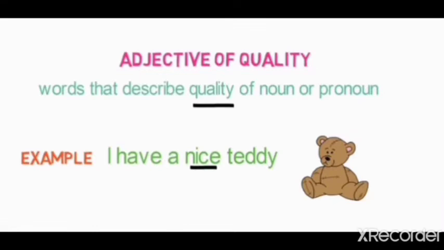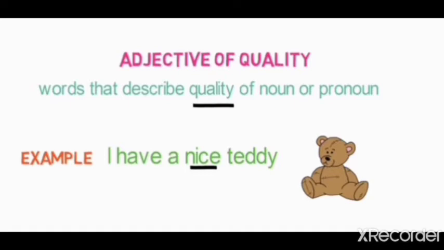Adjective of quality. These are the words that describe the quality of a noun or a pronoun. Note down the word quality. Now let me give you an example to make it clear. I have a nice teddy. So here, what is the quality of the teddy? It is nice. They generally answer the question of what kind in any sentence.